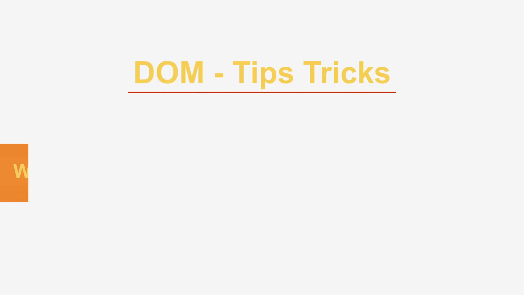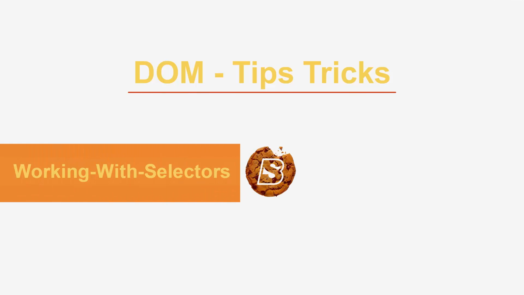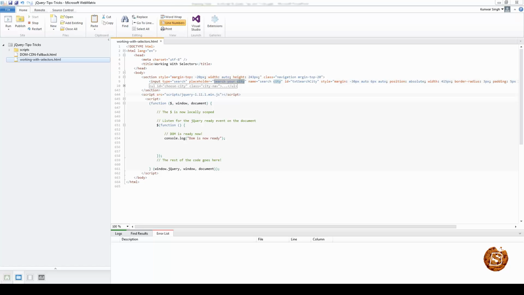So now we'll be taking a look at how we can work with selectors, jQuery selectors. Basically, jQuery selectors are used to select an element in the document object model. Now, there are many ways using which we can select an element in the DOM and then perform some operation on it. To do so, what we require is identifying the element.